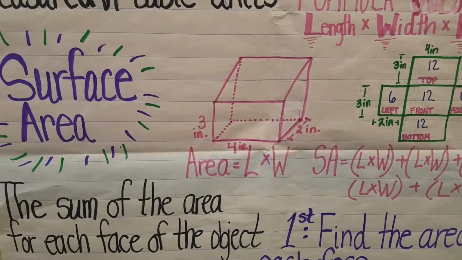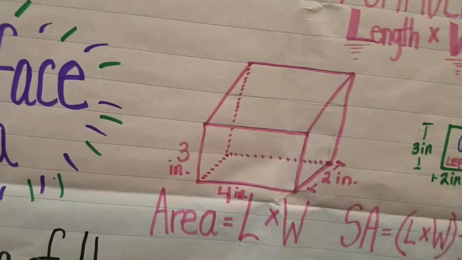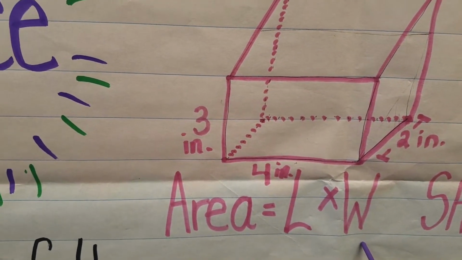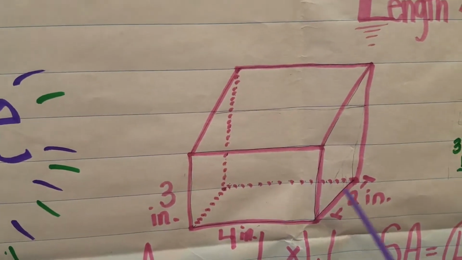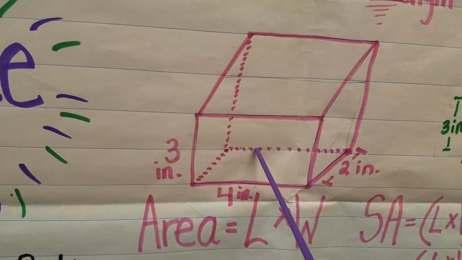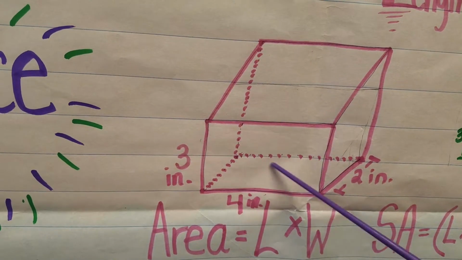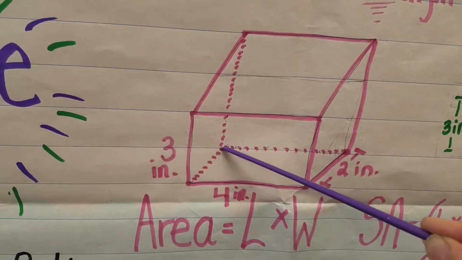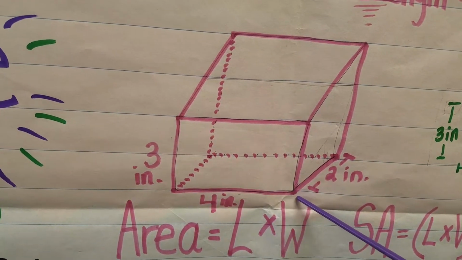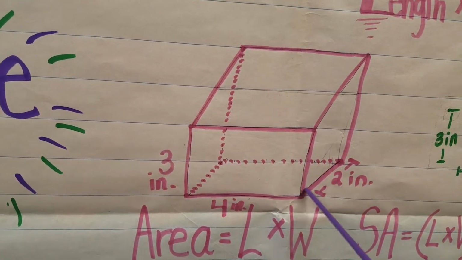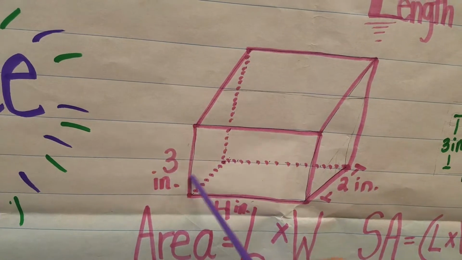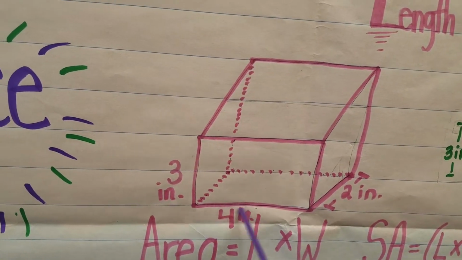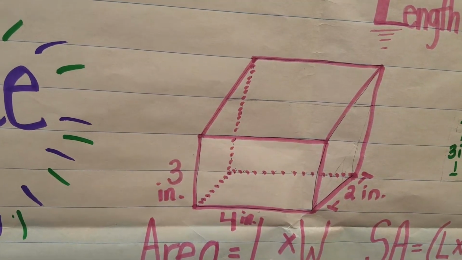So now we have to find the area. This should also be review from 4th grade. Area is length times width. Well, we have different size faces. Looks like our 2 sides and our top and our bottom all share this 4-inch length. And then these are all the same tops, which is 3 inches. So this first face is 4 inches by 3 inches.